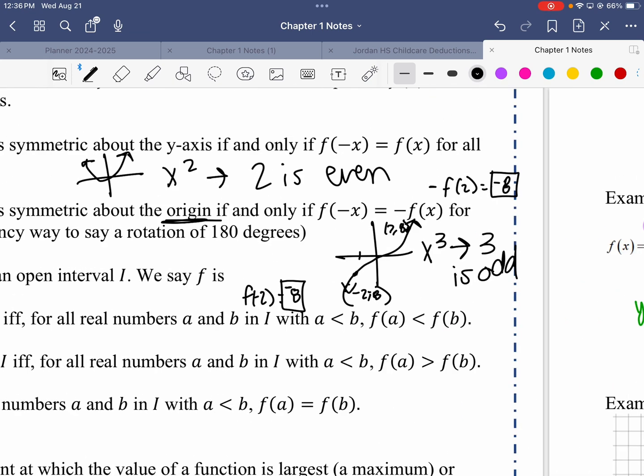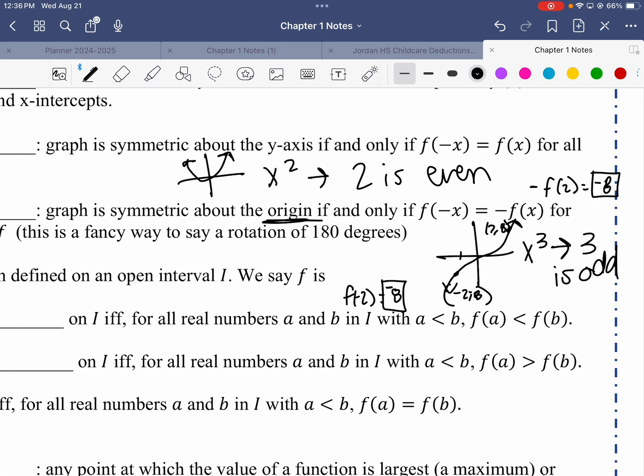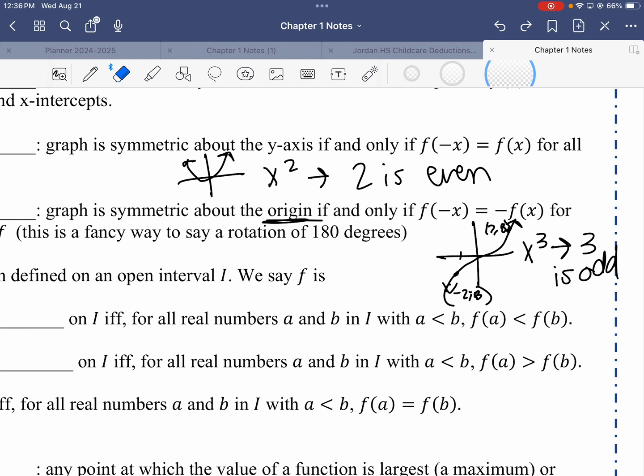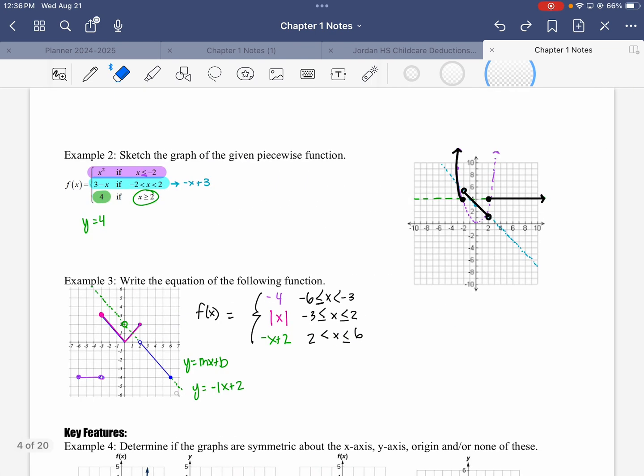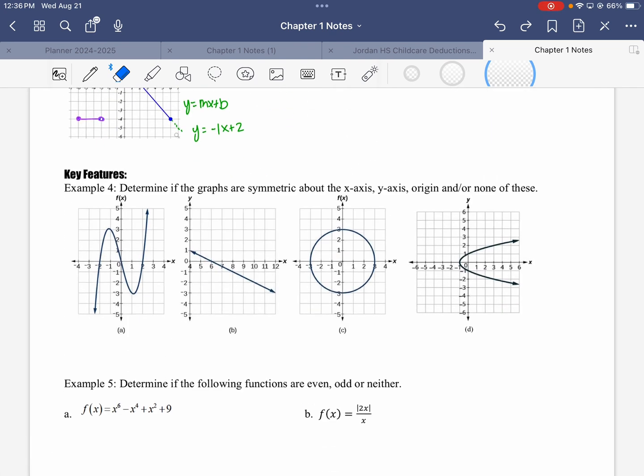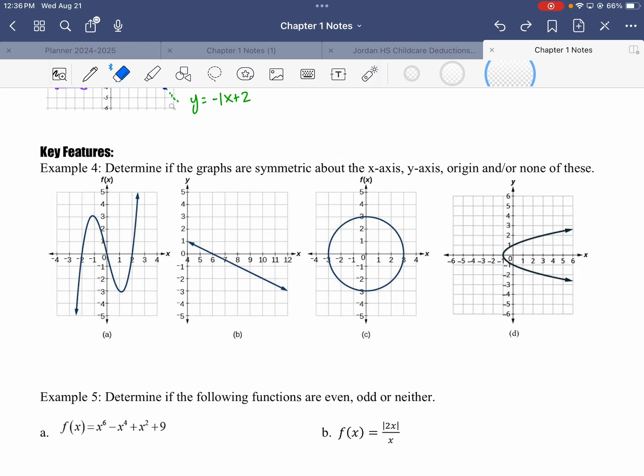Okay. Does that make sense to you guys, like why these properties hold then? It's because of that symmetry. Okay, so I'm going to clean this back up a little bit so it's not quite so crazy when I save the notes. Okay. So now that we've talked about it a little bit, we need to decide if they're symmetric about the x-axis, y-axis, origin, or none.